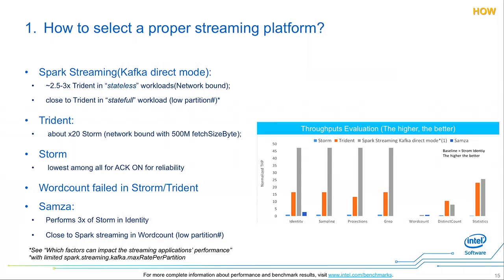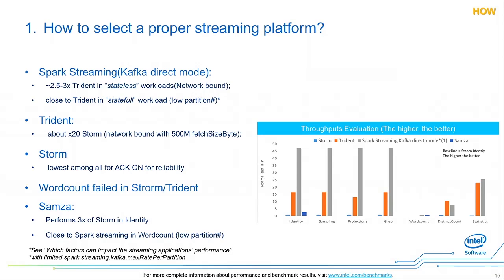And the second one is Trident. Here we use 500 megabytes as the fetch size, and we get results about 20 times that of Storm. Of course you can increase that fetch size, I mean the batch size, but since the system has already hit the network upper bound, even if you increase the fetch size, the total throughput score doesn't increase.